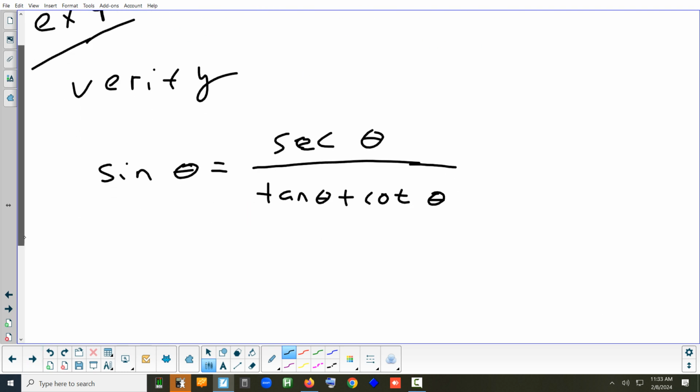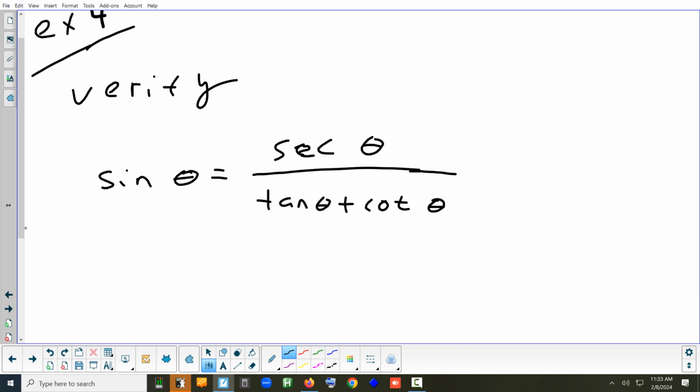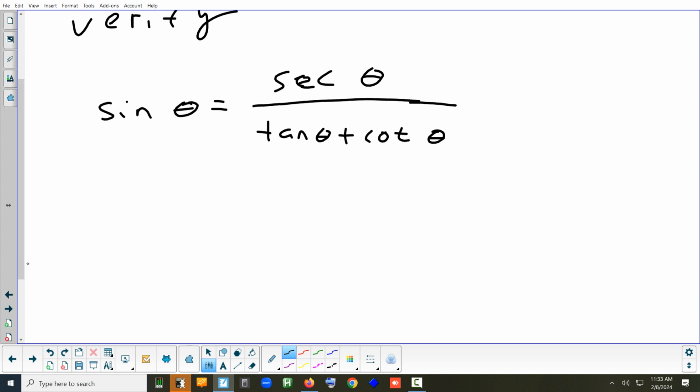All right, let's try this one. So verify. Now we know what our goal is. We want to work with the more complicated side. Which side do you think looks more complicated, the right or the left? Yeah, the right, no question. Right side is more complex. So we're going to keep manipulating the right-hand side until we turn it into sine somehow. So we know what to start with, we know what the goal is. How do we get there?